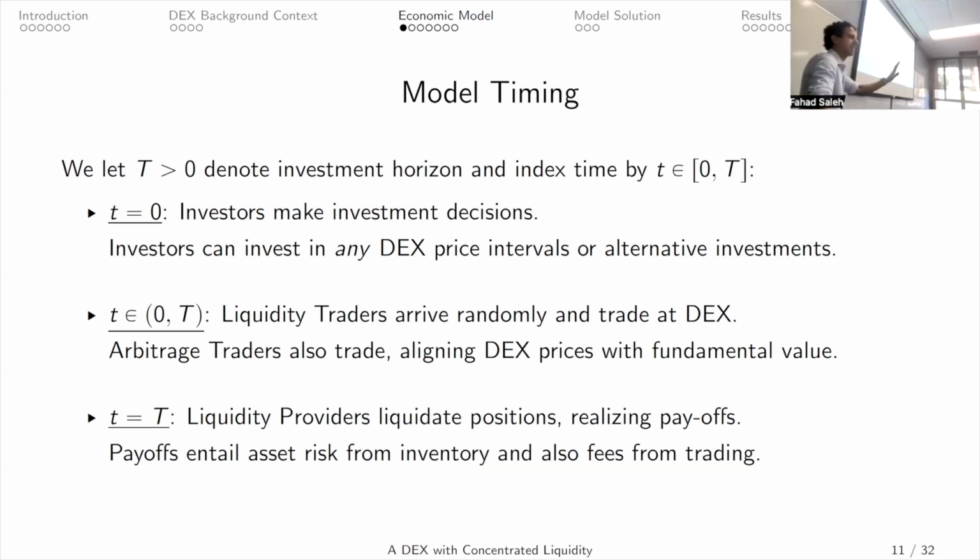Now, why are you making that investment decision in the first place? Why are you providing liquidity? Well, because your hope is that in the time that you leave your liquidity there, a bunch of people are going to come and trade, and you're going to get some money for it, right?